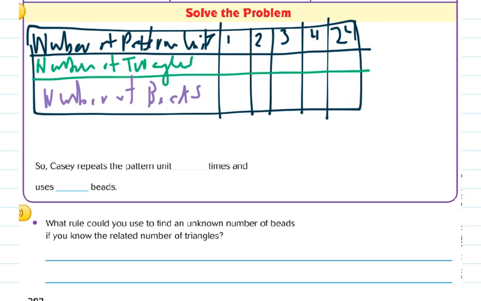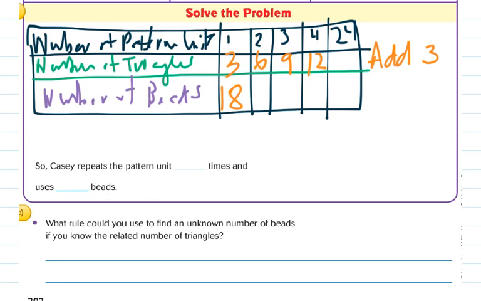So in the first one, I know that there are going to be 3 triangles, and then there are going to be 18 beads. So I'm going to add 3 to the number of triangles. 3 plus 3 is 6. So there would be 6 triangles. 6 plus 3 is 9. So there would be 9 triangles in the next pattern. 9 plus 3 is 12. And then 12, we're going to leave that there. So we're going to go on to the next row.